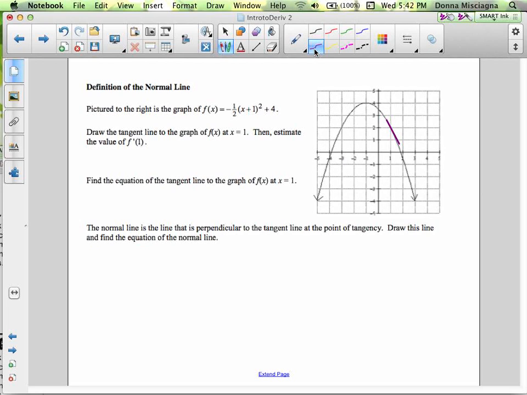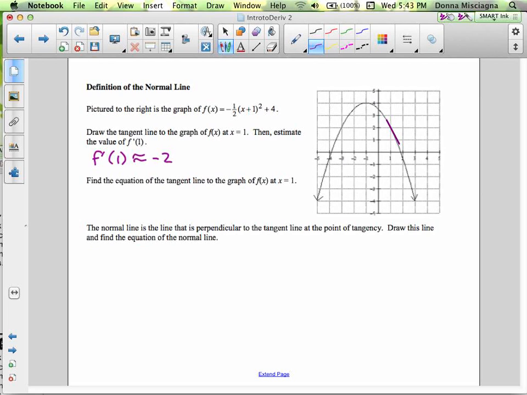All right, so we want to estimate the value of f prime of 1. So f prime of 1 is approximately, well, let's see. I go down about 2 boxes for every 1 box I went to the right. So I would say that's approximately negative 2. The best we can do is estimate when we're looking at a graph and not just finding the derivative and plugging in.